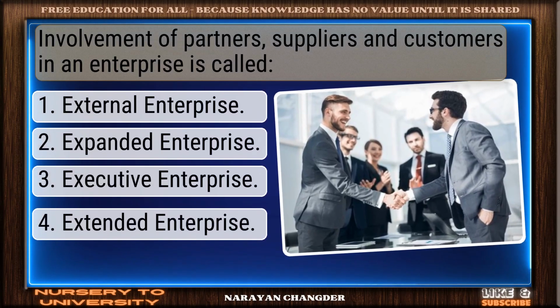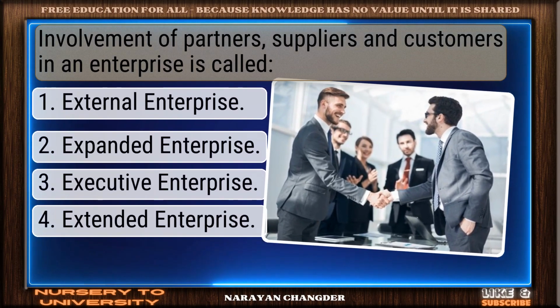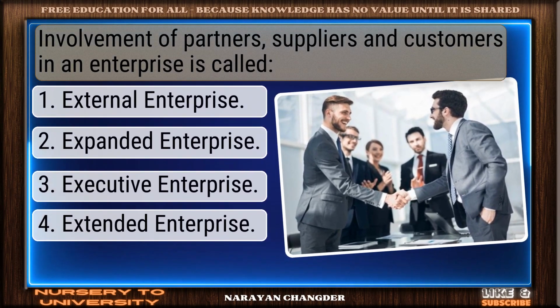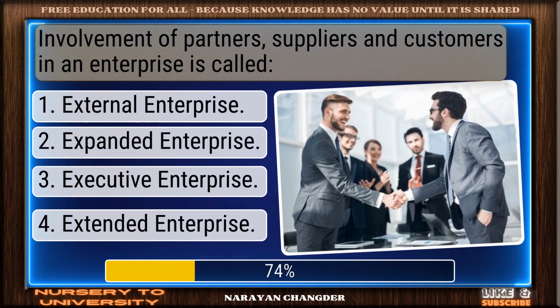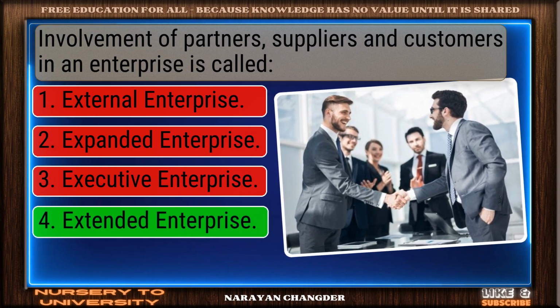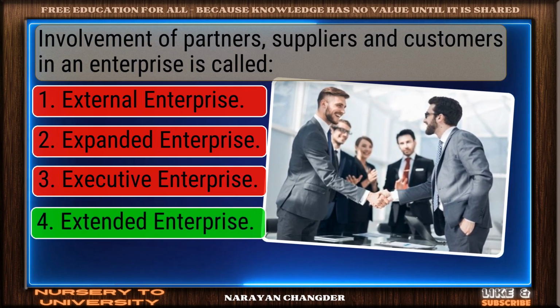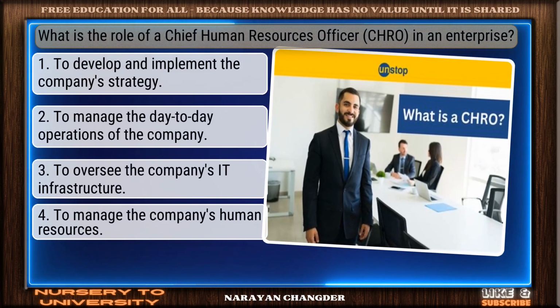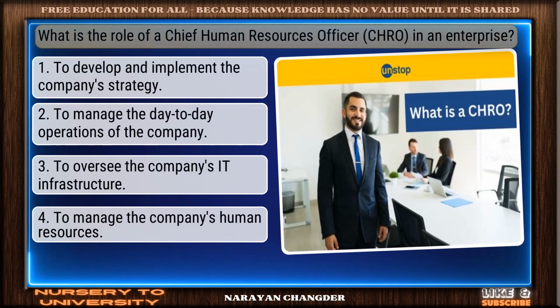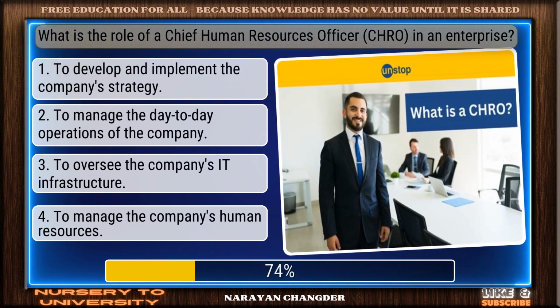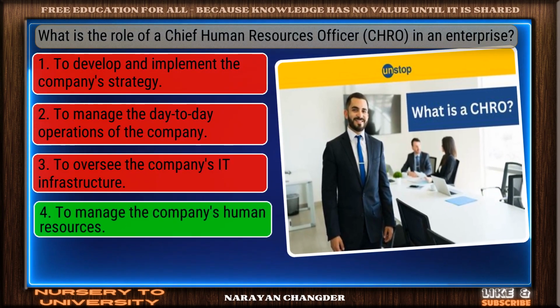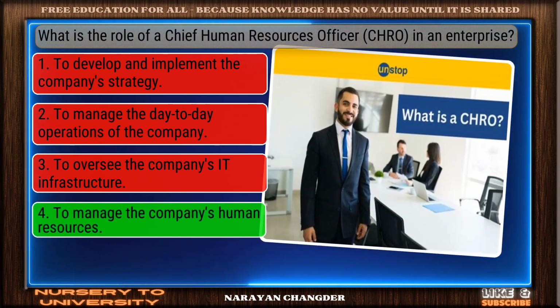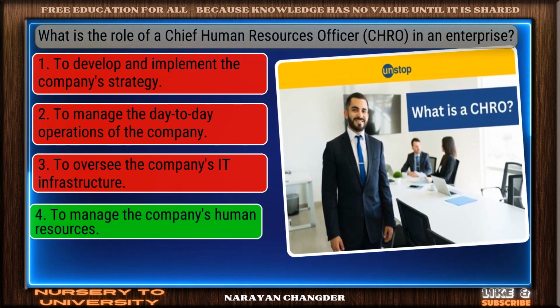Question number 13. Involvement of partners, suppliers, and customers in an enterprise is called: Perfect. Extended enterprise is the correct choice. Question number 14. What is the role of a Chief Human Resources Officer in an enterprise? Nicely done. To manage the company's human resources is a solid answer.